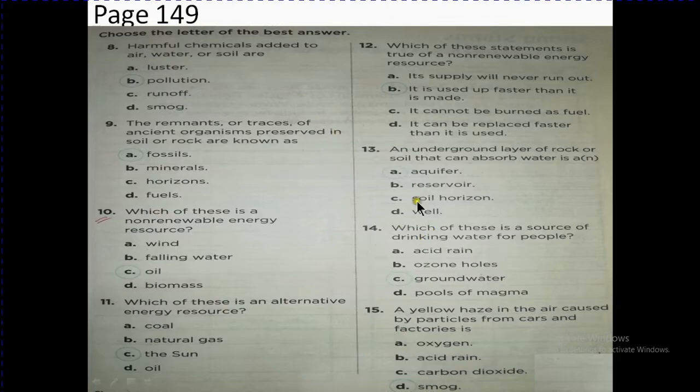Hope you understand and solve all the answers yourself. If you have any mistake or any problem, you can check and verify your answer again.